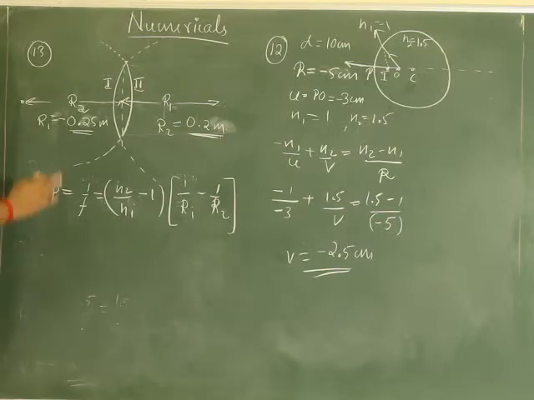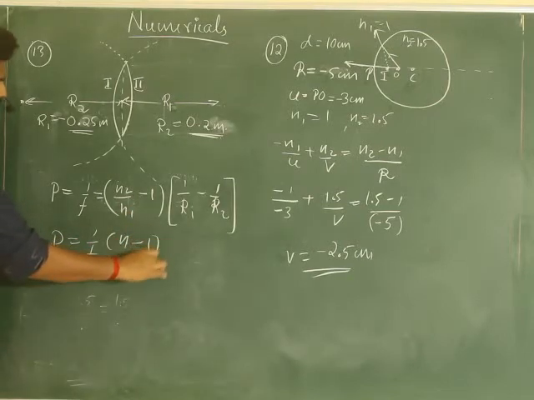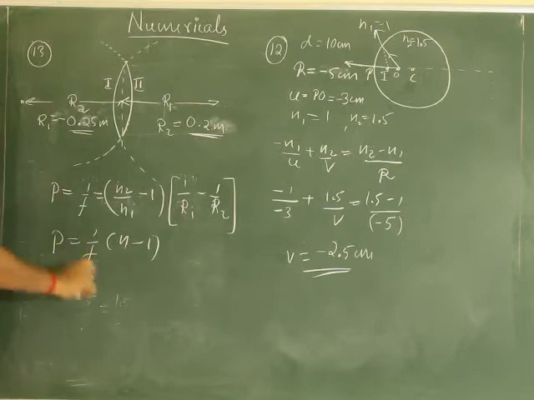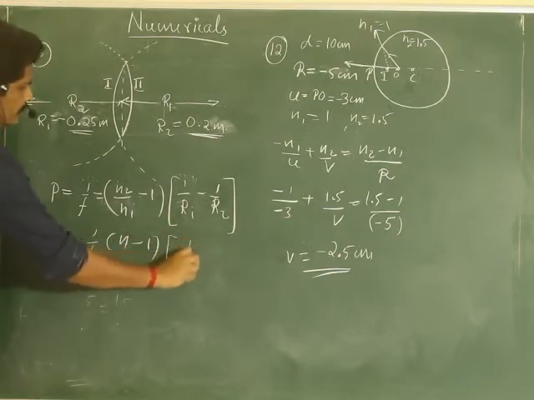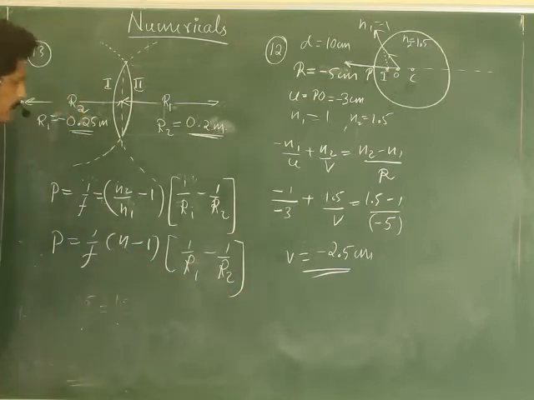So now let us apply. Here, what is the second refractive index? Actually it is air medium. So I'll just take that as P equal to 1 by F into N minus 1. Why? Because it is placed in a rarer medium, right? The entire thing, 1 by R1 minus 1 by R2, correct?